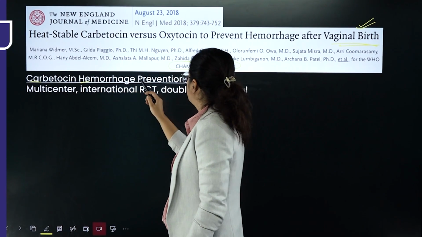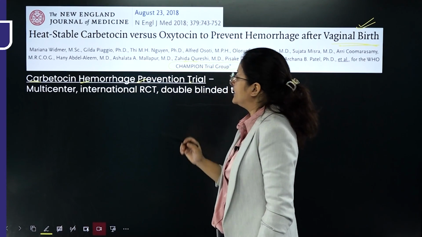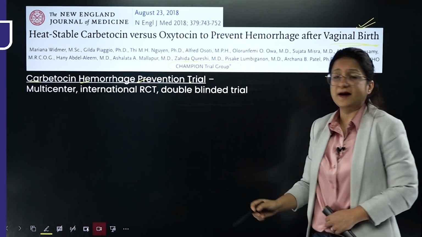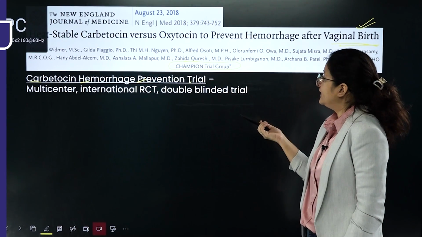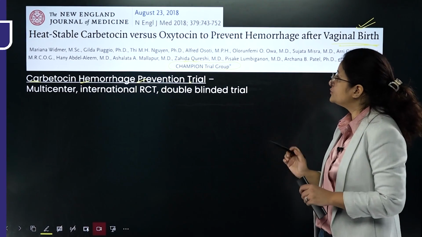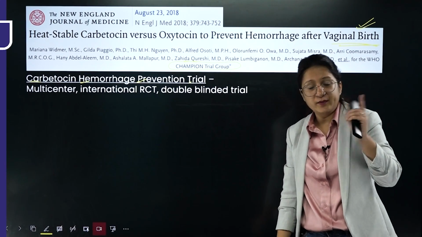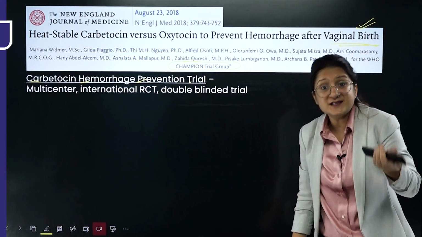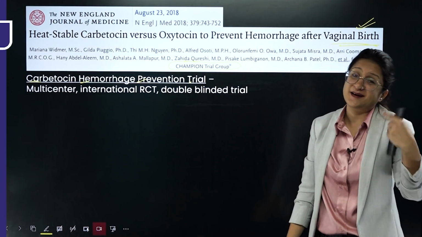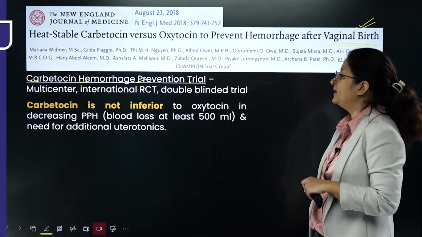Carbetocin hemorrhage prevention trial, the Champion trial. It is a multi-center international randomized control study. It was a double-blinded trial also. So it's a very good trial which was conducted primarily to answer this question, whether or not carbetocin is as effective, more effective, or less effective as compared to oxytocin to prevent PPH.